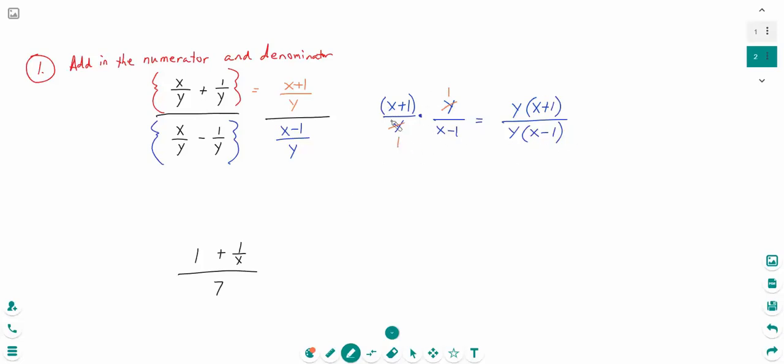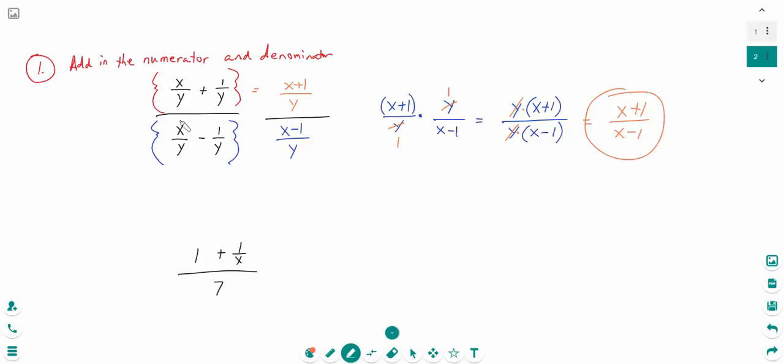Or if we didn't do it here, we could also do it in the second step, which is just to recognize that we have a product of two factors on the top and two factors on the bottom. They share a factor, which is the y. They can cross-cancel or reduce each other out, and that's going to give us x plus 1 over x minus 1. So there, we have just simplified this rather large and a little bit annoying complex fraction.